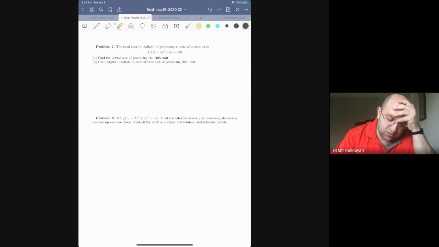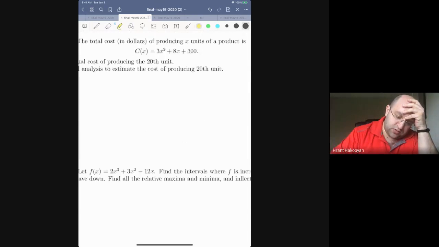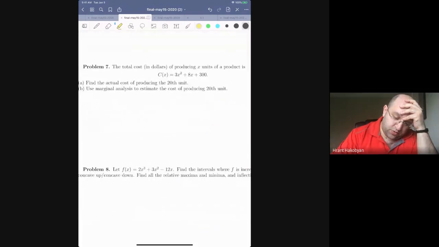So this number 7 is also very similar to one of the midterm problems. It says the total cost of producing x units of a product is given by this. So that's the cost function that's given to you. And what you have to find is the actual cost of producing the 20th unit. So that means you have to calculate the cost difference.